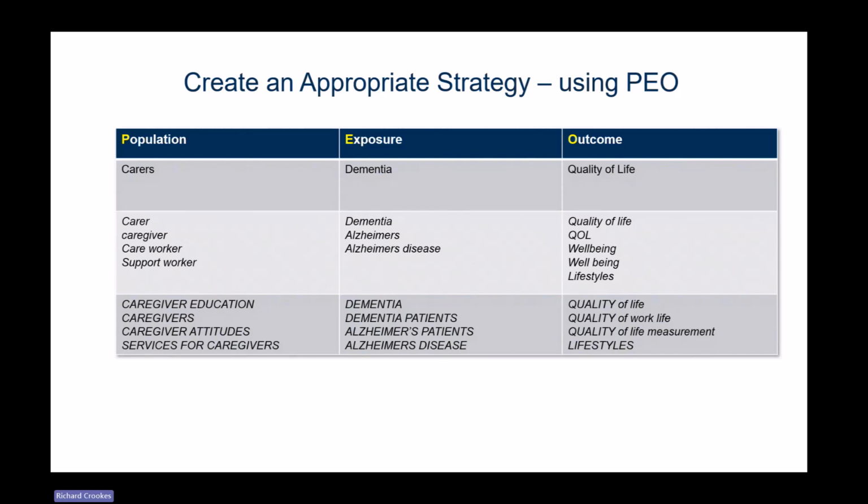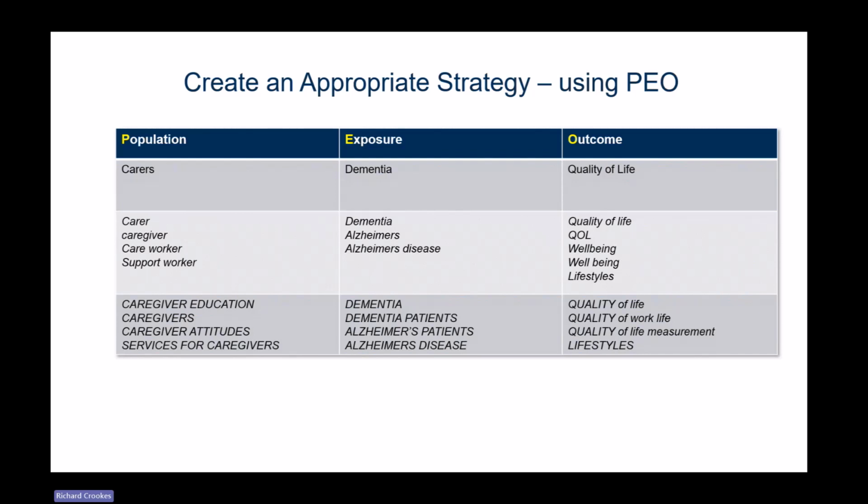So the population we're looking at today are really the participants. They're not the patients themselves, these are carers. Then they're exposed to, obviously, relatives, family with dementia, and our interest is the quality of life of those carers. So that is the third element, the outcome.